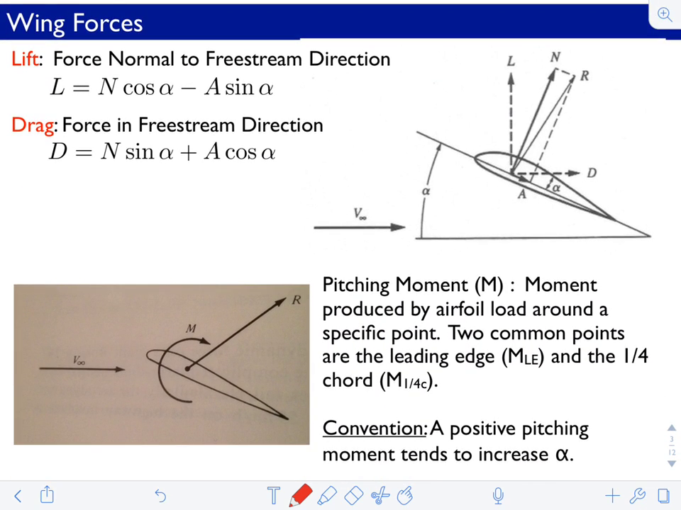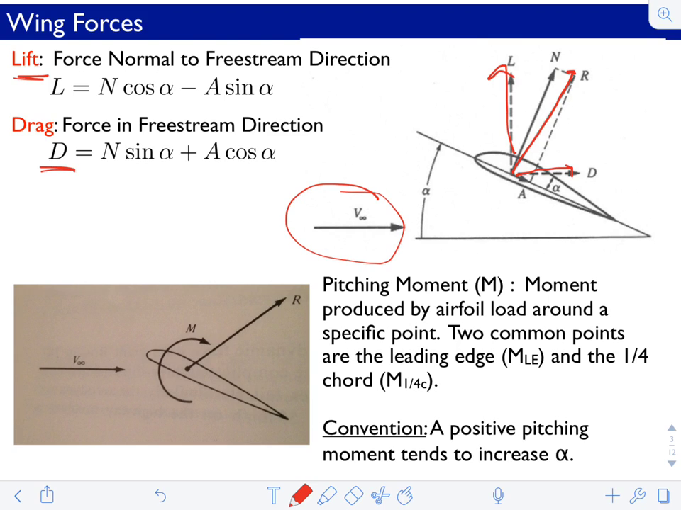The wing generates forces. We have a lift force, which by definition is normal to the free stream flow. So if the free stream flow, the relative velocity v infinity to the wing, is coming in from left to right, then the lift is straight up on the board here, the L vector. And we have a drag force, which is parallel to that flow in the downstream direction, and that is the drag force here. The resultant of those two is shown here as this R vector.